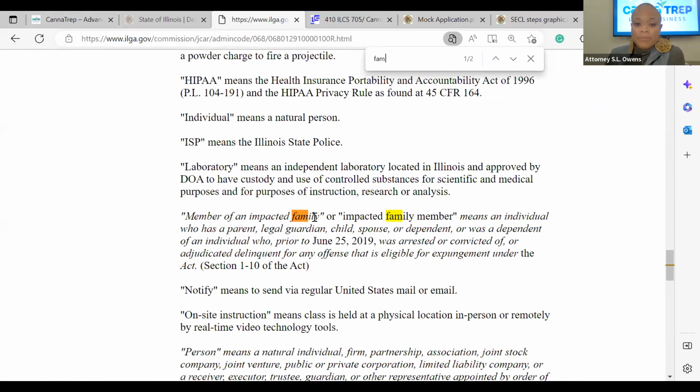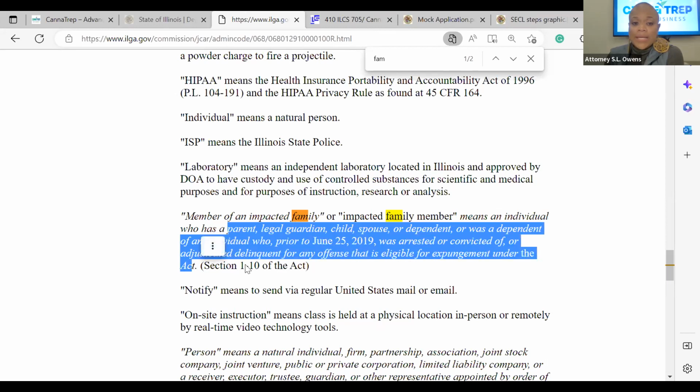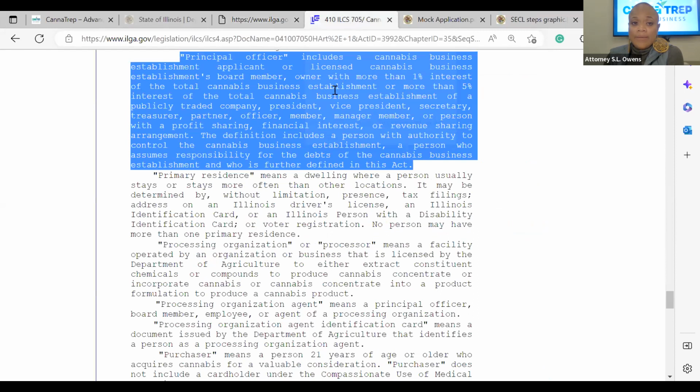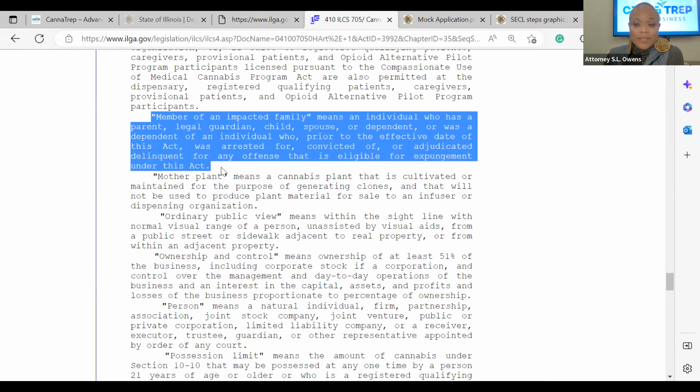Member of an impacted family means an individual who has a parent, legal guardian, child, spouse, or dependent, or was a dependent of an individual who prior to this date was arrested or convicted of or adjudicated delinquent for any offense that is eligible for expungement under this act. And again, that's now referring to the CRTA. So you want to look at this definition again, just to make sure you understand the full scope.